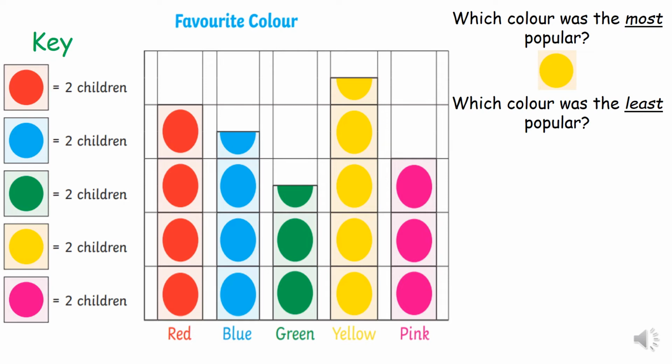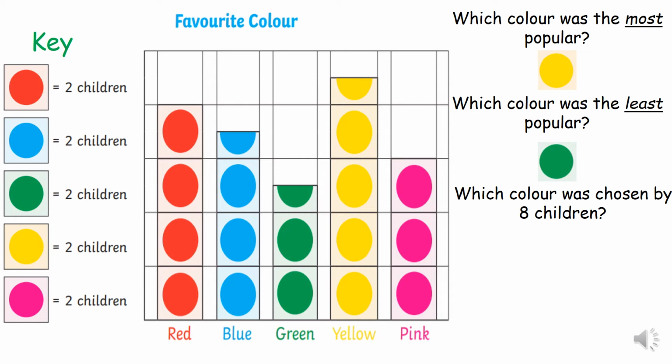Which colour was the least popular? That means which colour did less children choose? So looking at the pictogram, I can see green is much shorter in the pictogram. It didn't go up as high, so green is the least popular. Which colour was chosen by 8 children? This is tricky because it's not saying which colour has 8 counters, because remember, each counter is worth 2. Good, it was red. Red was chosen by 8 children.